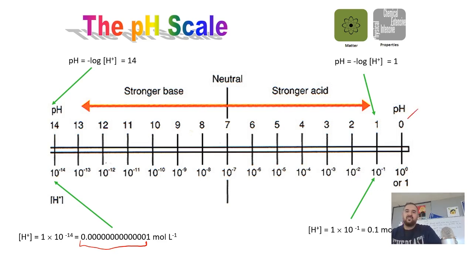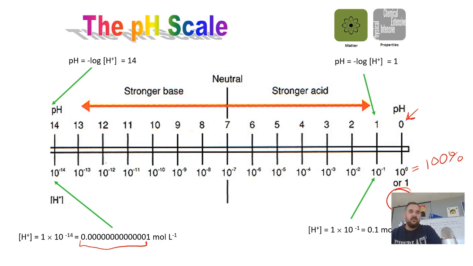So a pH of 0 is 10 to the power of 0. What is 10 to the power of 0? 10 to the power of 0 is 1. 1 is the same as saying 100%. So almost entirely H plus is in this solution. This solution is made up of almost entirely H plus. That's what a pH of 0 means.